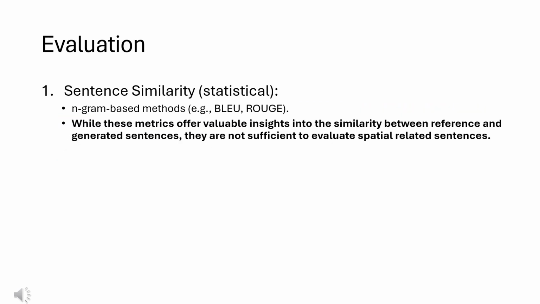For evaluation, we first used conventional metrics such as BLEU and ROUGE. While these provide useful insights into how similar the generated sentence is to the reference, they fall short when it comes to evaluating spatial understanding. These metrics don't fully capture whether the sentence effectively disambiguates the target in a 3D scene.